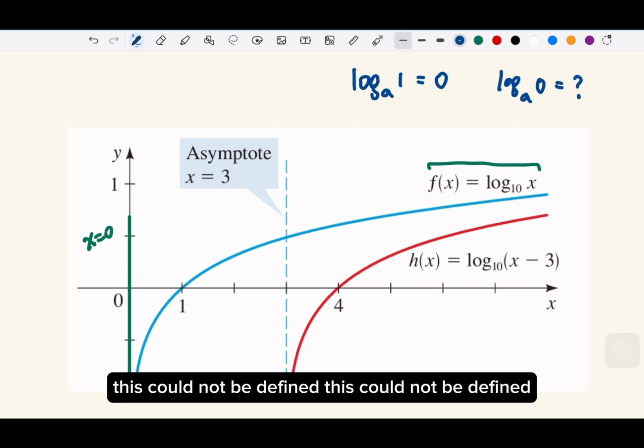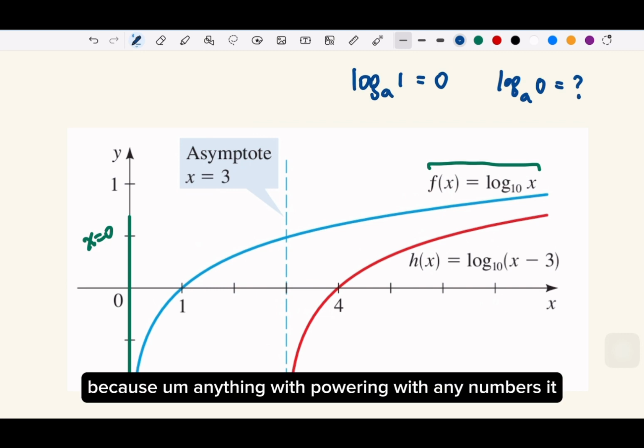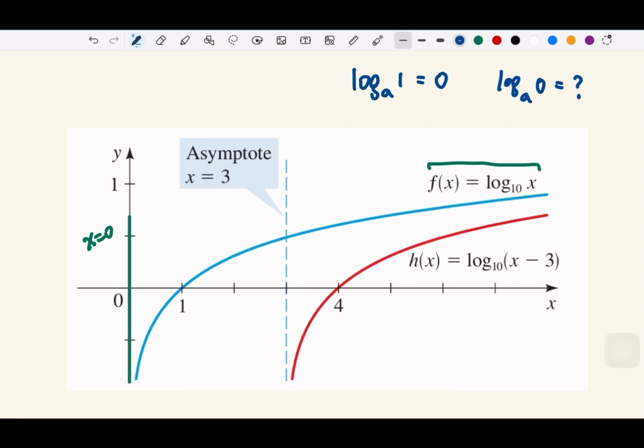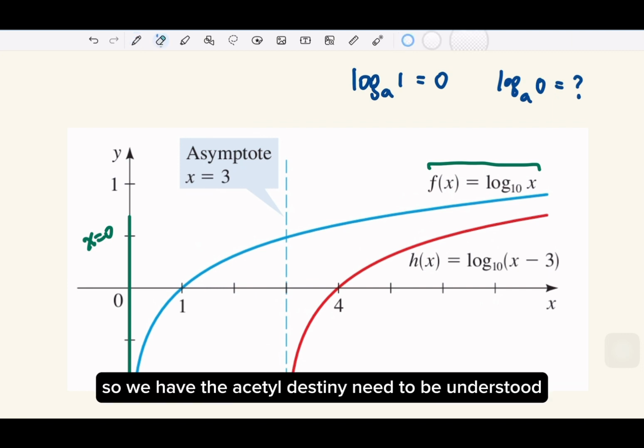This could not be defined because anything raised to any power couldn't have 0 as a result. So this couldn't be defined. That's why the graph is never crossing the asymptote. Okay, so we have the asymptote. That needs to be understood.